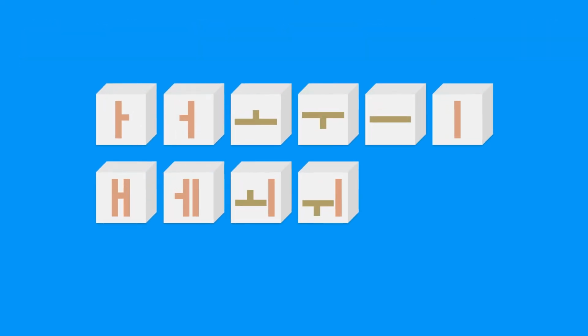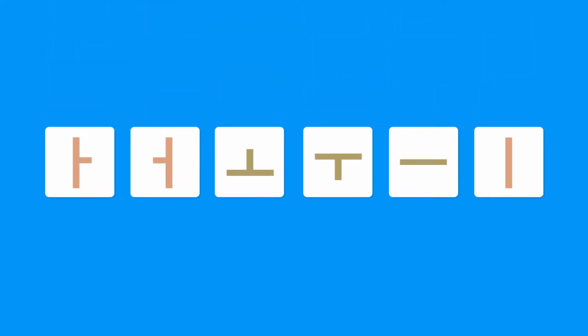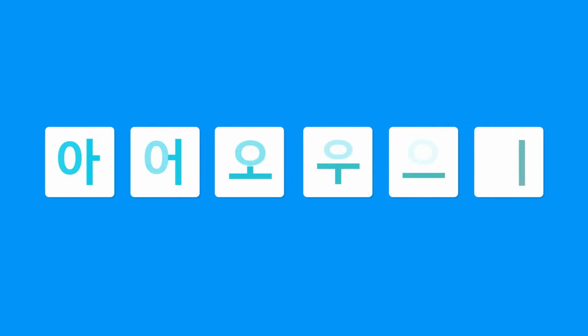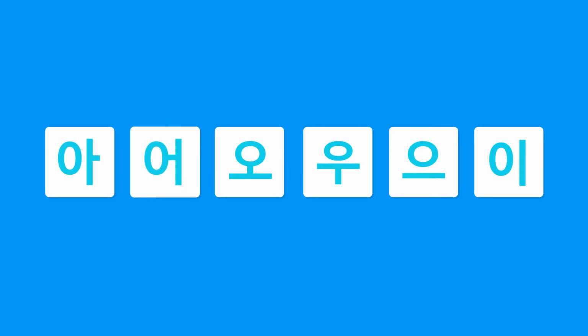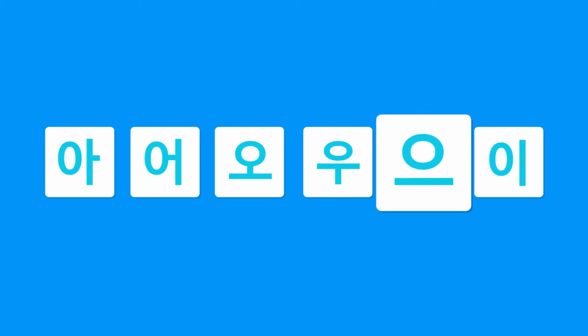There are 10 basic vowels of Hangeul. We learned 6 of these last time. Listen carefully and repeat the sounds of the vowels. A, O, O, U, U, I.